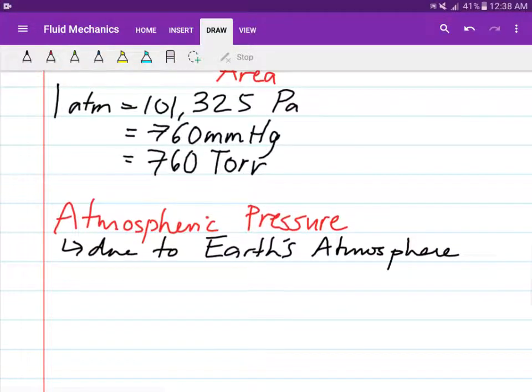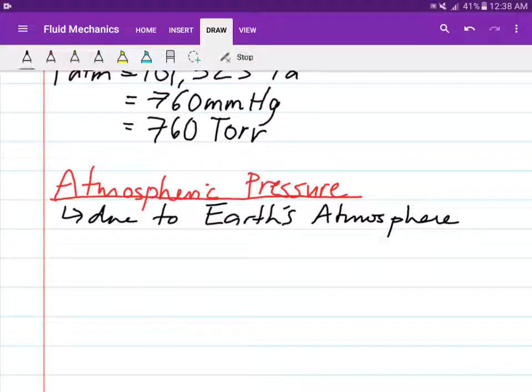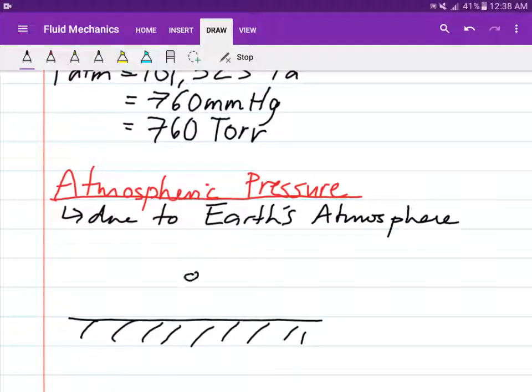So let's talk about atmospheric pressure. The atmosphere is made of gas, hence it is a fluid. So this fluid exerts a pressure on us. For example, you are standing here on this ground. The fluid, all the air particles, exerts pressure on you in all directions.